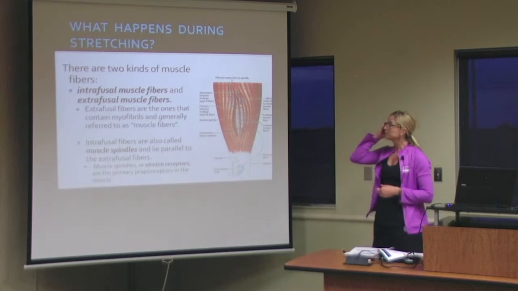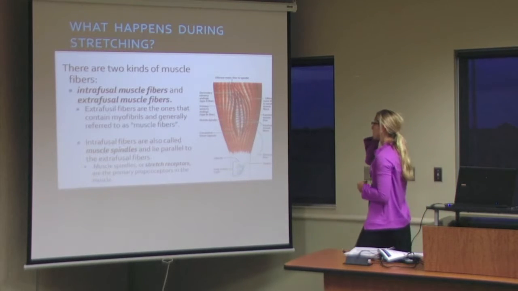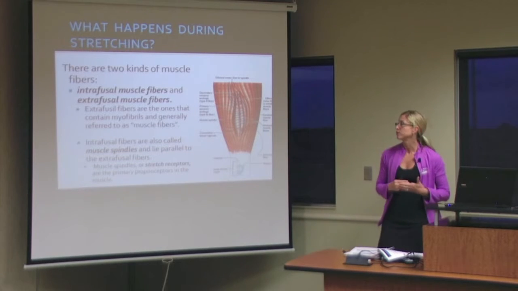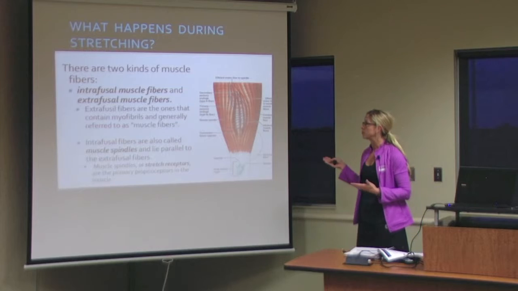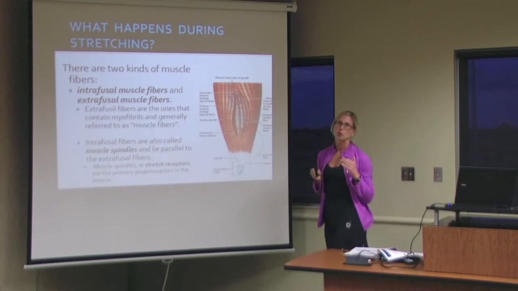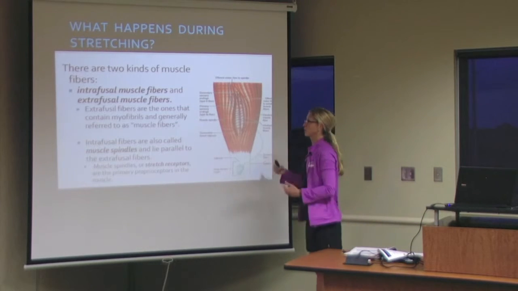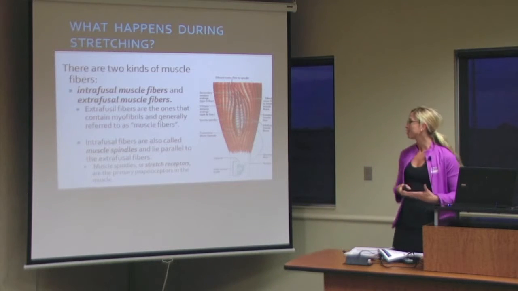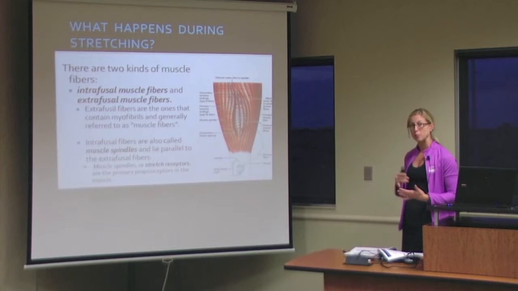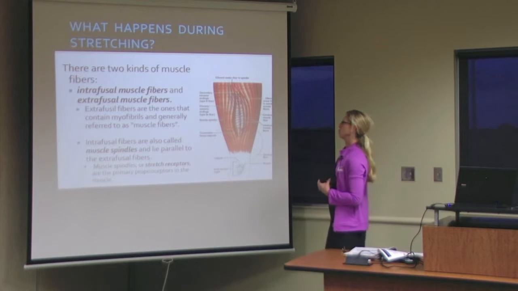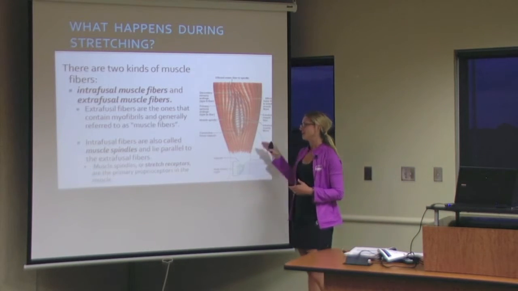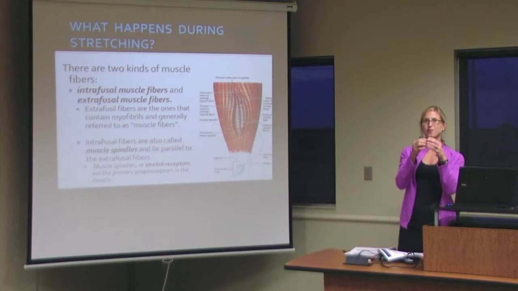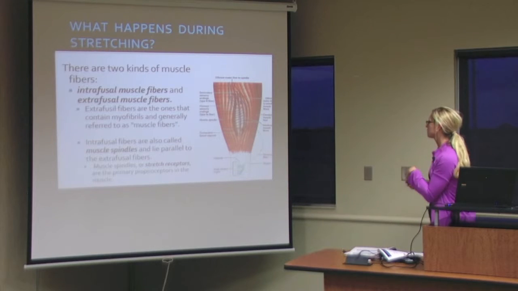Now, within our muscle, the muscle fibers, you have two different kinds of fibers, intrafusal and extrafusal. Now, your extrafusal fibers are the actual muscle fibers, what we talk about as muscle fibers, where the sarcomere is, where the contraction's happening. Now, intrafusal fibers are also called muscle spindles. They run parallel, and that's where our stretch receptors are. That's where those primary proprioceptors are that send us the feedback about the stretch reflex.